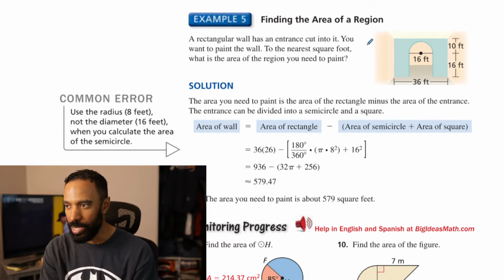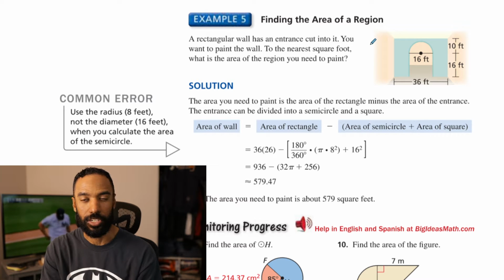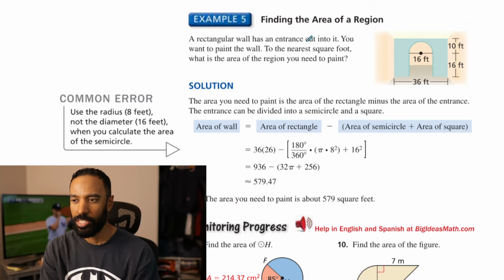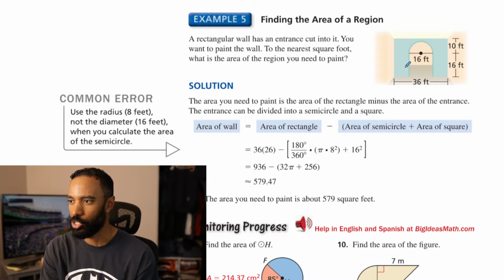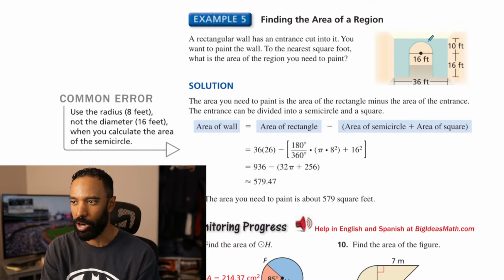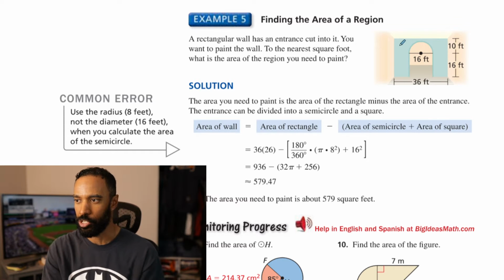Finding the area of a region. Well, this might be a little bit like that dartboard question. We'll see. A rectangular wall has an entrance cut into it. Okay, here's the wall. I think this is the blue part. It's like an arch. You want to paint the wall to the nearest square foot. What is the area of the region you need to paint? So we need to paint this part blue.